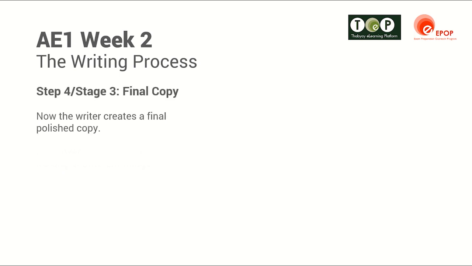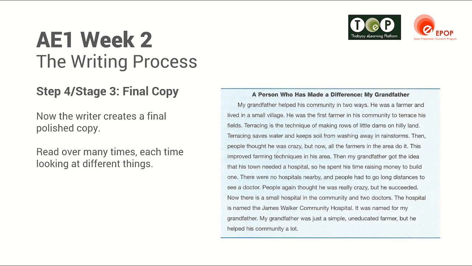And then thirdly, the third stage of step 4 is the final copy. So this is when you're creating that polished copy. And it's very important in this stage to read over the paragraph many times, and each time you read it, you focus on different specific things. So for example, the first time you read the paragraph, perhaps you're looking at the ideas and how they've been organized and thinking of ways that you could do that better.